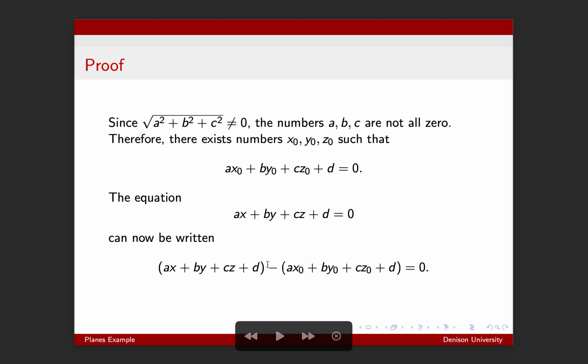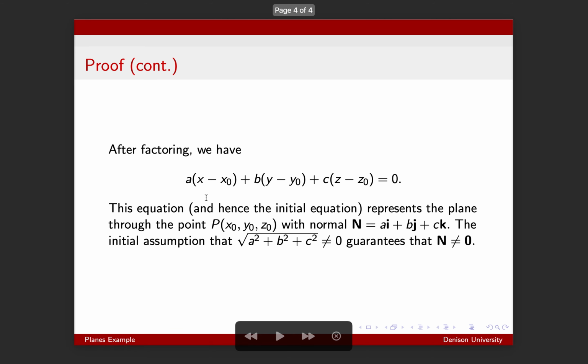So before I go to the next slide, I want to preface our next step by distributing this minus sign. So we're going to see that d minus d cancels. And then we're going to want to group by like terms, as you can see here. So we have a times (x minus x naught) plus b times (y minus y naught) plus c times (z minus z naught) equals 0.